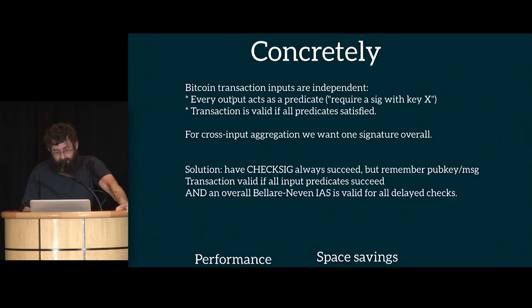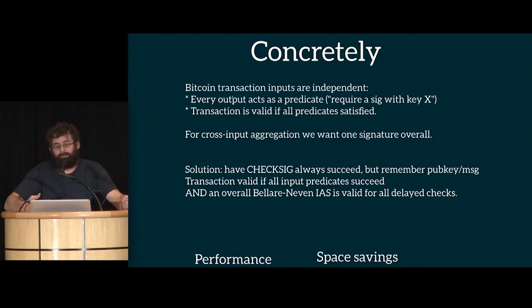So concretely, how do we integrate this Bellare-Neven-like interactive aggregate signature scheme into Bitcoin? Because this seems to give us all the advantages we want. We can turn all the keys within a particular input into one using multi-signature and threshold signatures, and then use the aggregation across multiple inputs to even reduce that further and only have one signature for the entire transaction. How do we do this?